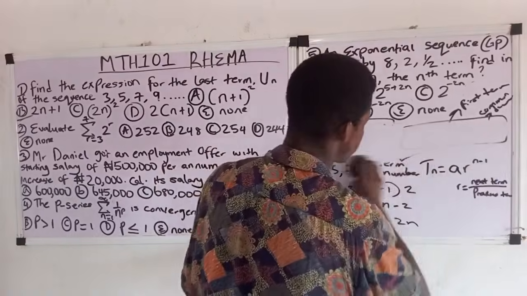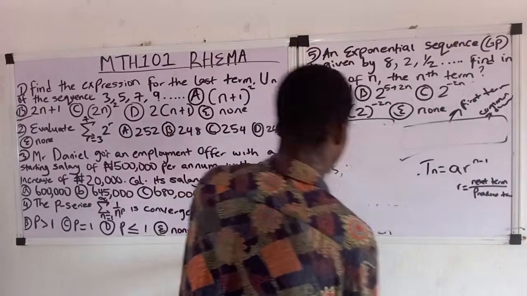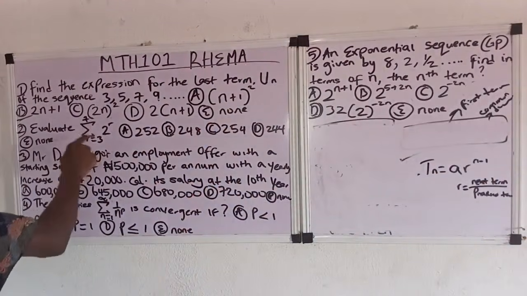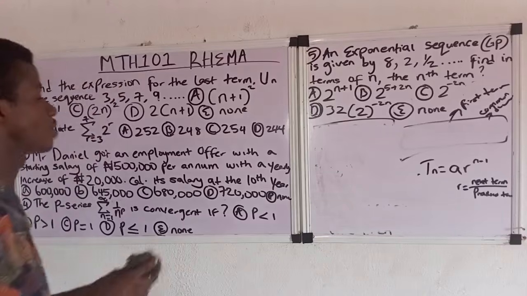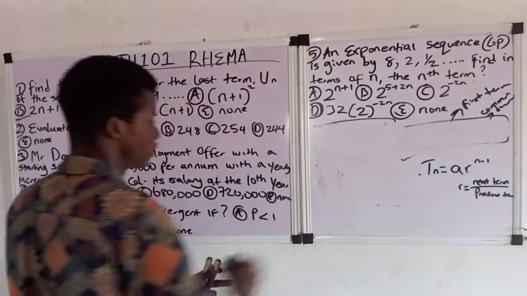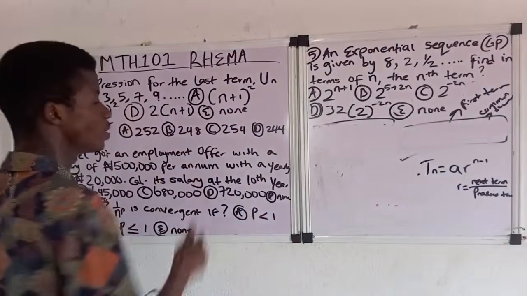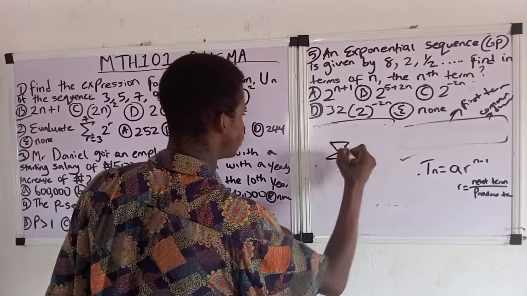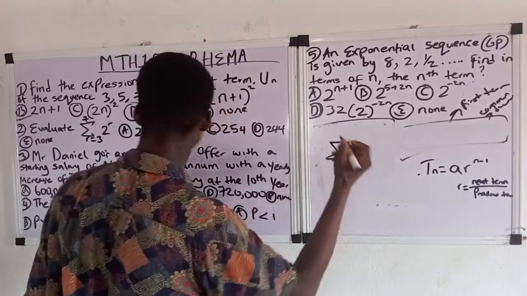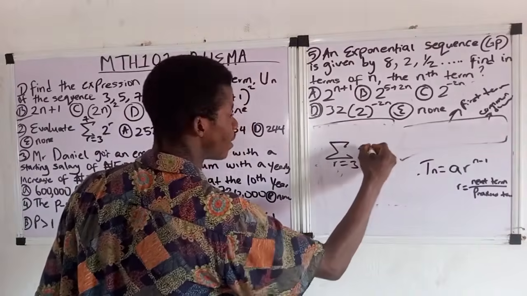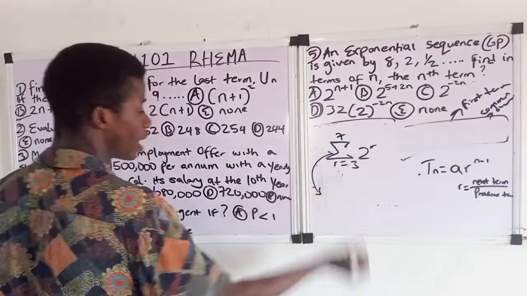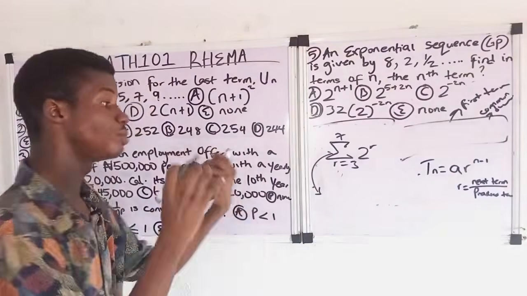Now let's move to the next question. They said evaluate the sum from r equals 3 to 7 of 2 raised to the power r. Let me explain this. This question is very, very easy. This symbol means sigma, or summation.